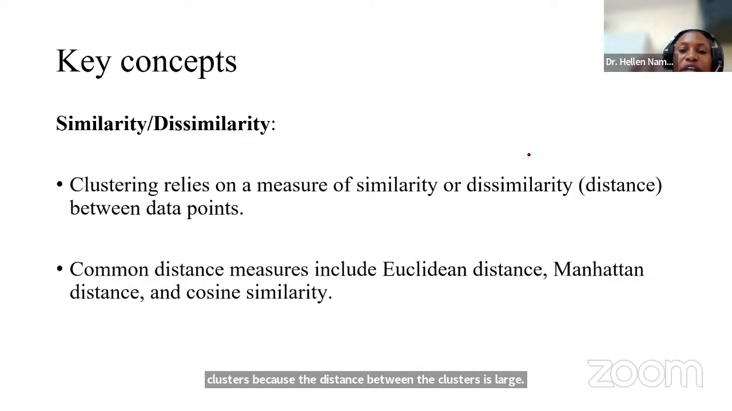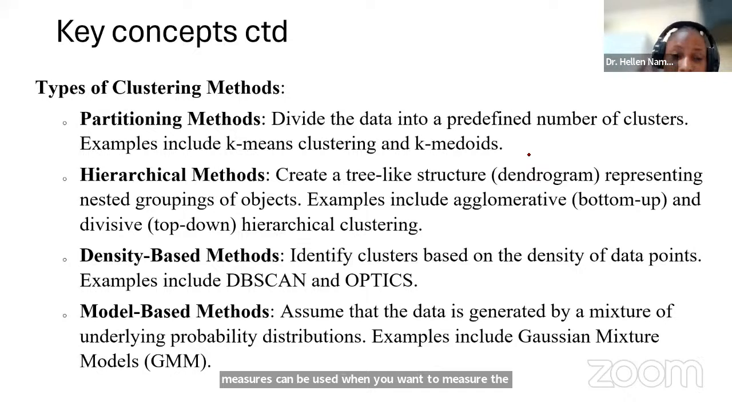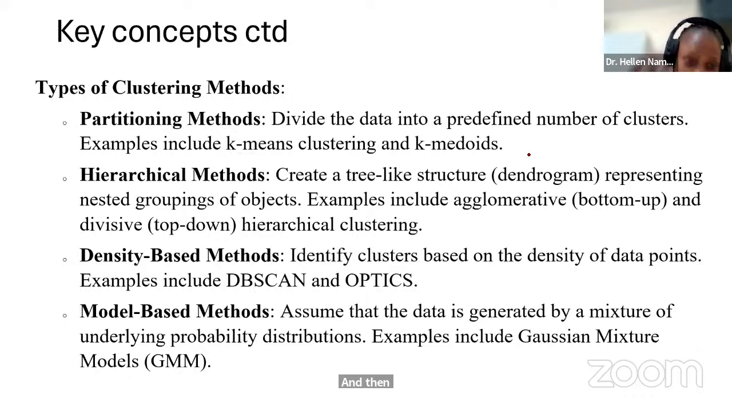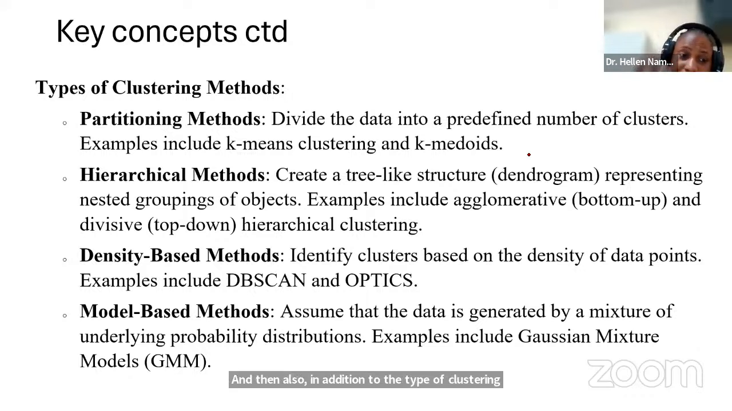Okay? And then we've already talked about there are different ways on how you can measure the distance. For example, the Euclidean distance, which I've talked about, but you can also use the Manhattan and then the cosine similarities. All those common measures can be used when you want to measure the distance. And then also, in addition to the type of clustering methods I've talked about, there are some others, though we're not going to look at them in this particular period, but you can also do some further reading.